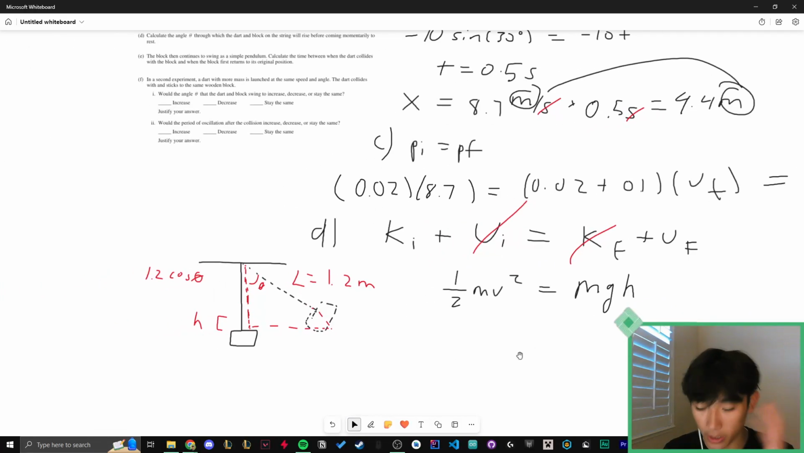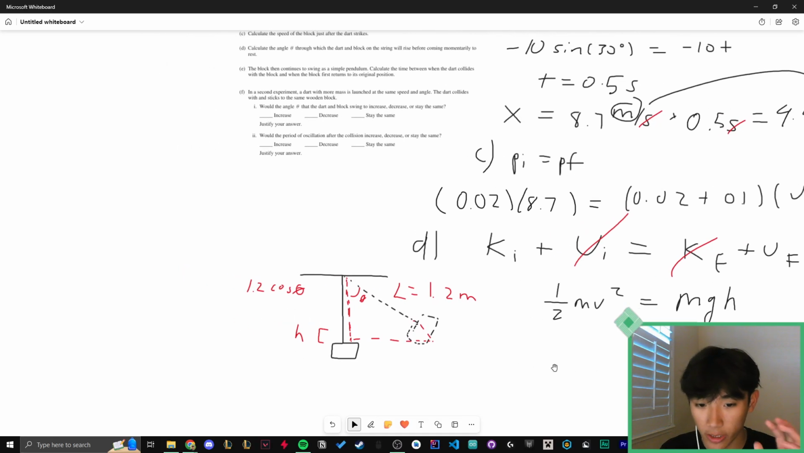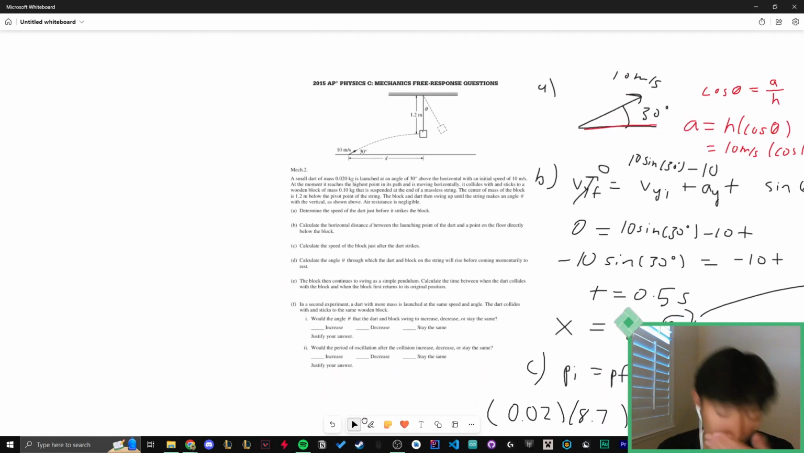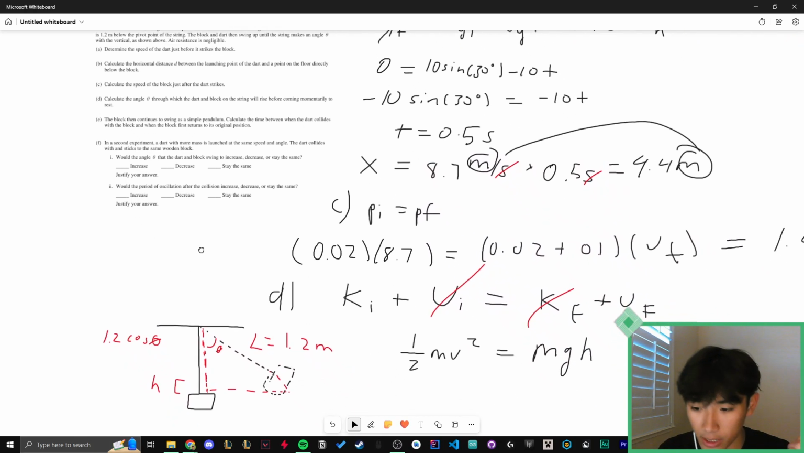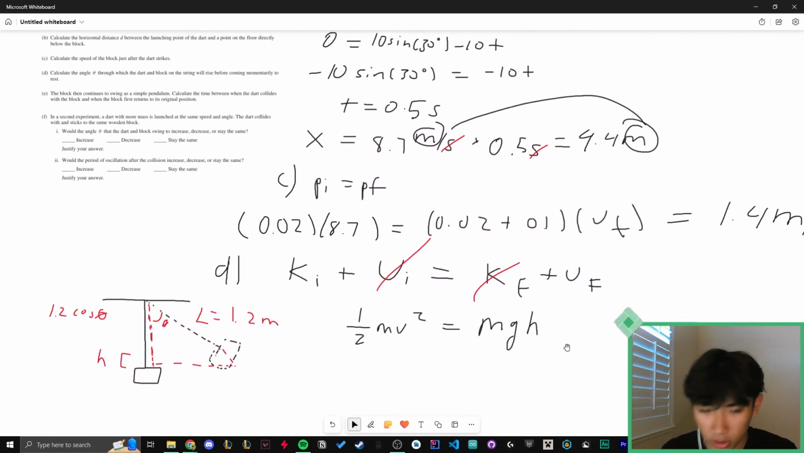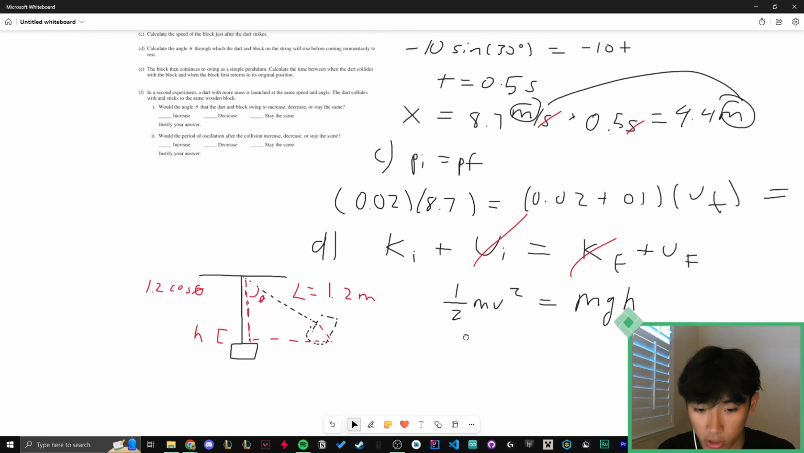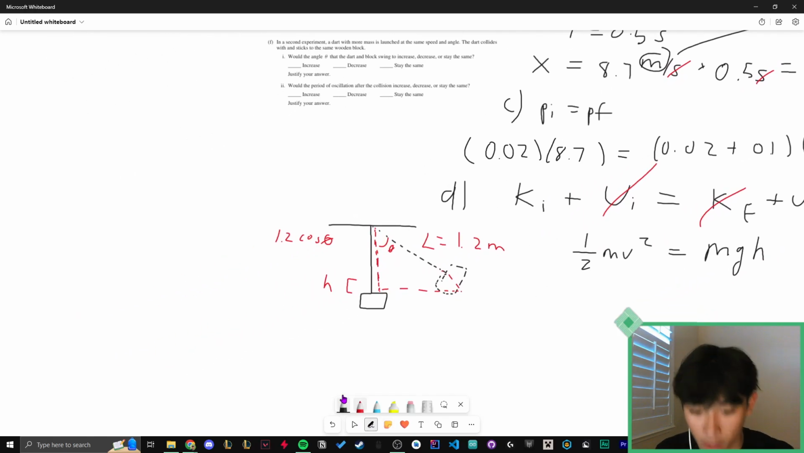Okay, so now we have mgh. What is h though? Because h isn't just 1.2 meters. And even if it was 1.2 meters, how would we solve for theta? So this is where we're going to use trig once again.